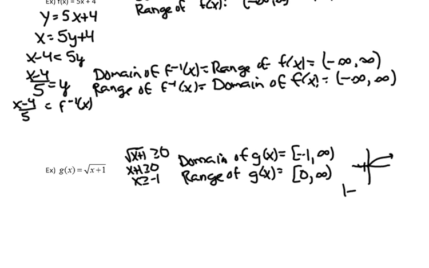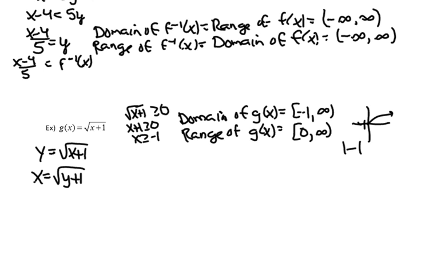Okay. Now, what am I going to do? I'm going to replace the function notation with y. I'm going to interchange the domain and the range. Okay. And solve for y. So I'm going to square both sides. I'm going to scroll down a little. And then subtract 1. Now again, I want to rewrite this in inverse function notation.